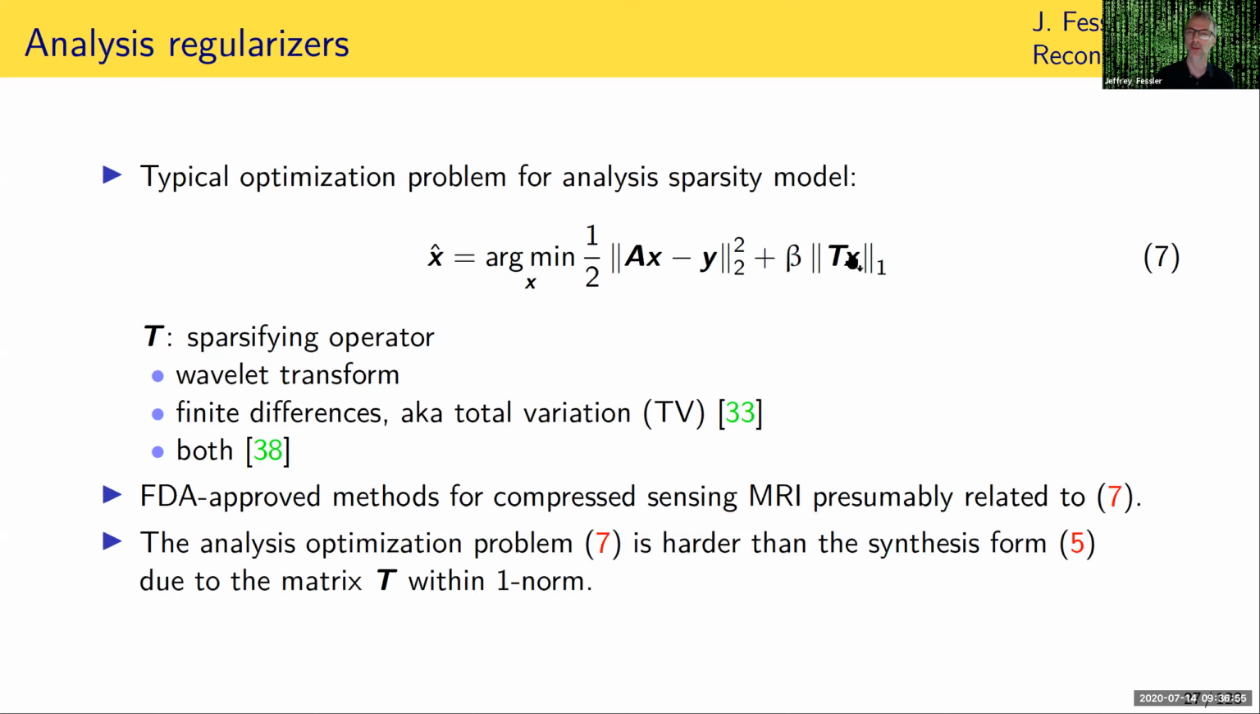The most common choices for this matrix T are some wavelet transform and finite differences. If we use finite differences, that's related to total variation. In the original sparse MRI paper by Lustig et al., they used a combination of both of those operators, which you could think of as stacking up different matrices, making this matrix T even taller. And I'm quite sure that the FDA-approved methods that are out there, at least for some of the manufacturers, are related to this cost function. Unfortunately, this cost function is harder to optimize because of the matrix T inside of the 1 norm.